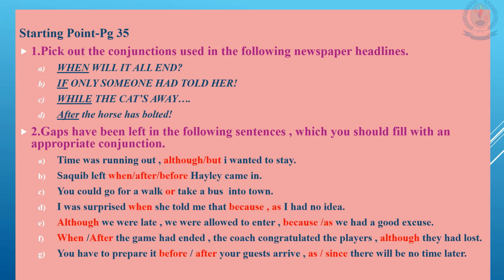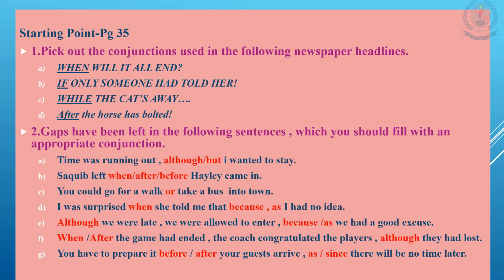Fourth one, I was surprised blank, she told me that blank, I had no idea. So in the first blank I have used the answer when, and in the second blank two conjunctions are possible, you can use one. I was surprised when she told me that, as I had no idea. Next one, blank we were late, we were allowed to enter, blank we had a good excuse.